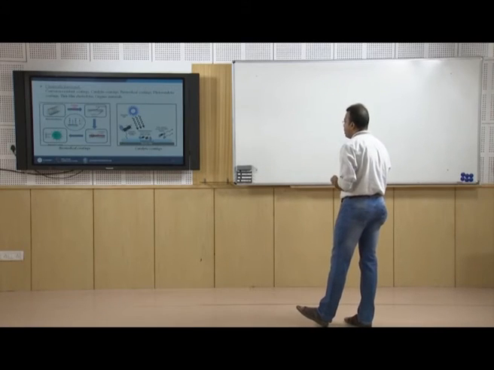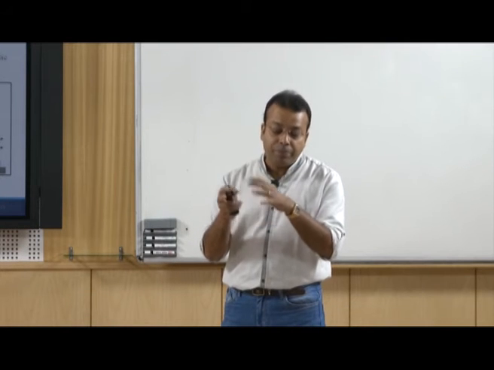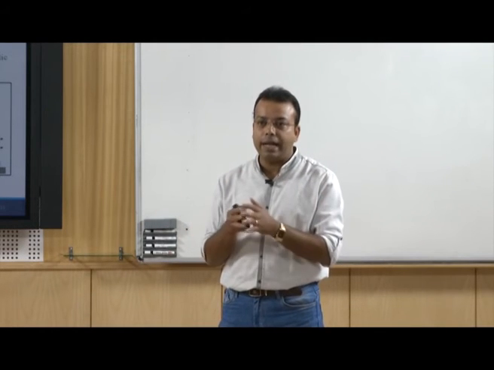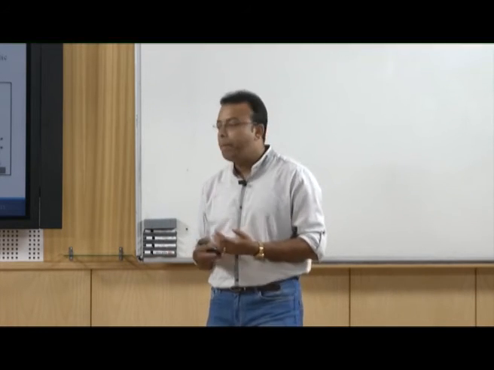Next, chemically functional materials: corrosion resistant coatings, catalytic coatings, biomedical coatings, photocatalytic coatings, thin film electrolytes and organic materials. From this particular case you can understand that we are making certain materials, maybe with environment or with a certain temperature or pressure, that material can be activated and make certain coatings onto the surface of that particular material.